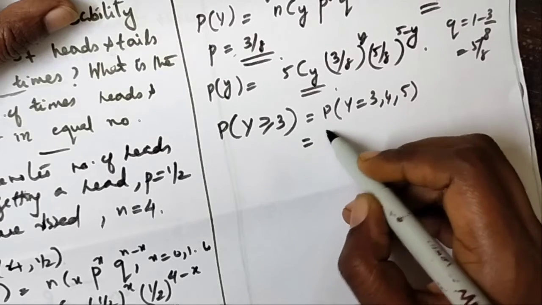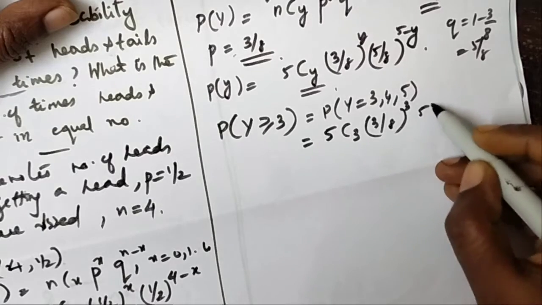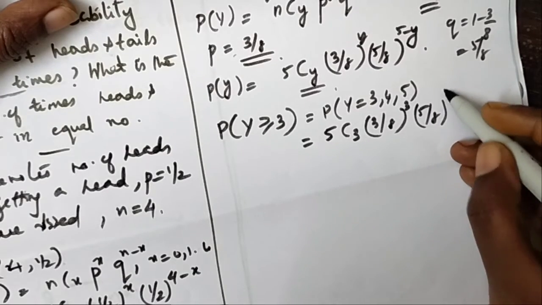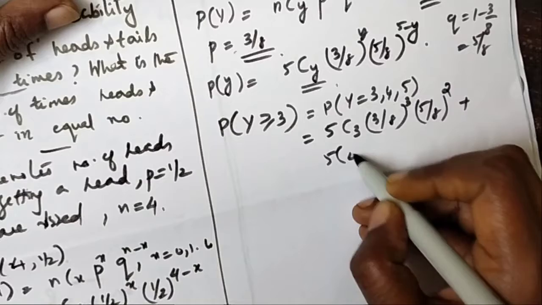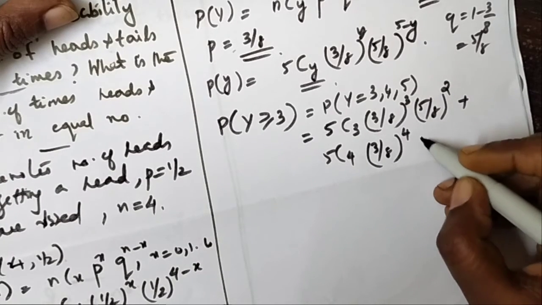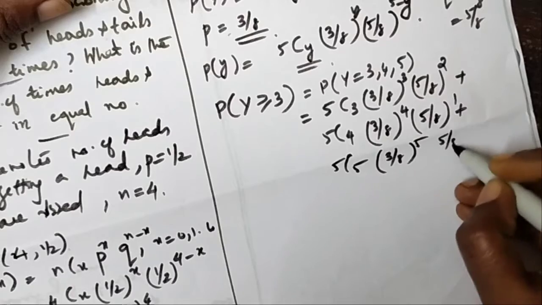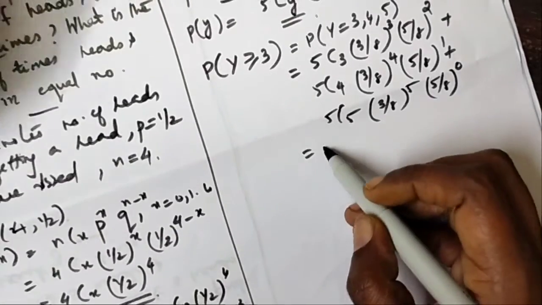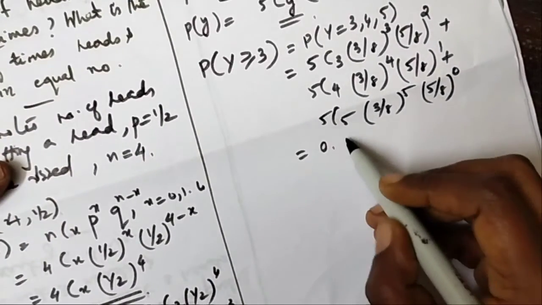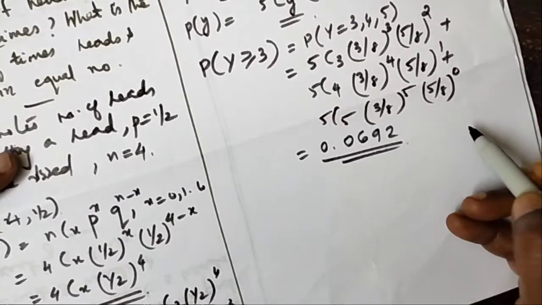So here it is: 5C3 (3/8)^3 (5/8)^(5-3), that is (5/8)^2, plus 5C4 (3/8)^4 (5/8)^1, plus 5C5 (3/8)^5 (5/8)^0. And if you find the sum using a calculator, it is 0.0692. Okay.